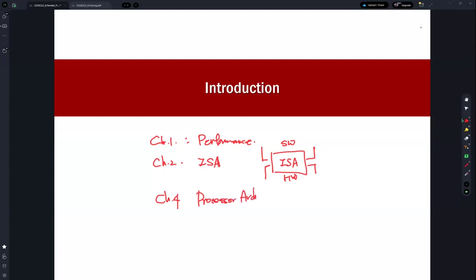right? So actually we focus on the hardware architecture of a computer system. We learned about the CPU, the processor architecture in chapter 4. We learned about the single cycle processor architecture and the pipeline processor architecture. And then in chapter 5, what did we learn?